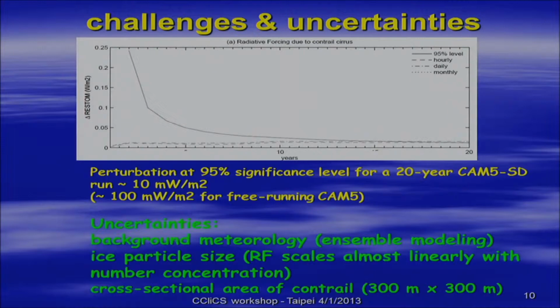So you get 4 ensemble members. So you can get an ensemble mean. You can get a standard deviation. Second uncertainty is actually ice particle size in contrails.